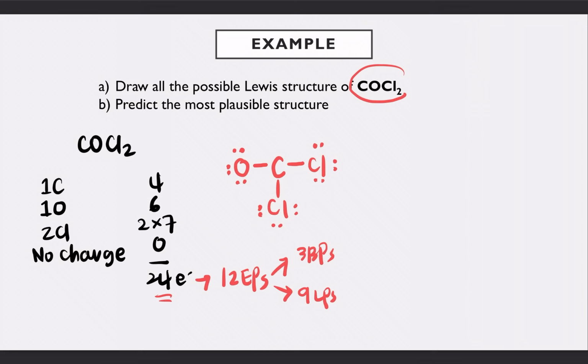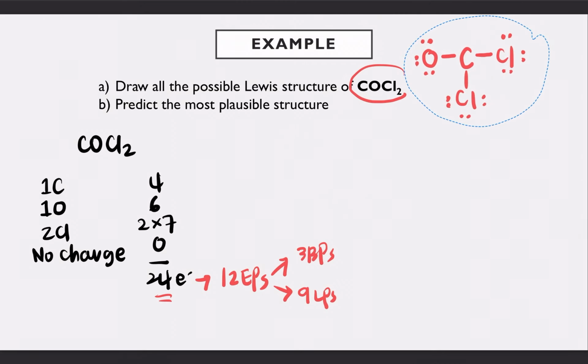Okay, so that means that we will have to use the lone pairs, okay, from chlorine or oxygen to form a multiple bond with carbon. Okay, supaya carbon ada 4 bonds and 8 electrons around itself. So there are two possible structures that we can form. Okay, so we can have this structure.